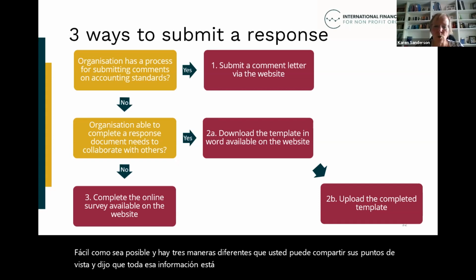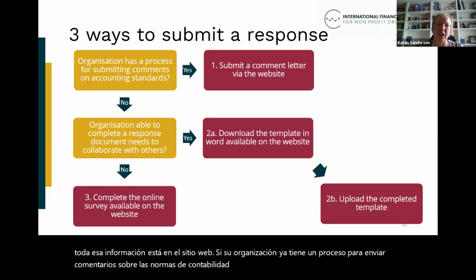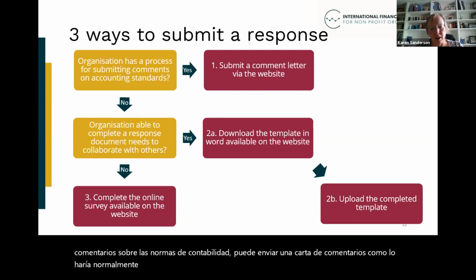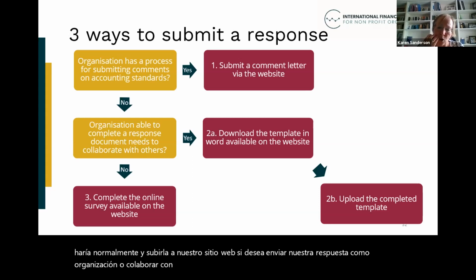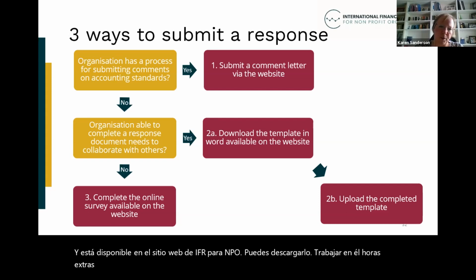If your organisation already has a process for submitting comments on accounting standards, then you can submit a comment letter, as you might usually do, and upload it to our website. If you'd like to submit a response as an organisation, or collaborate with others, or just simply work offline, then the second option is to download a Word template that we've created and is available on the IFR for NPO website. You can download it, work on it over time, and then upload it to the website when you're done.